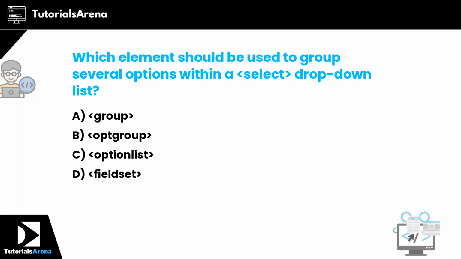Which element should be used to group several options within a select drop-down list? The correct answer is option B, optgroup.